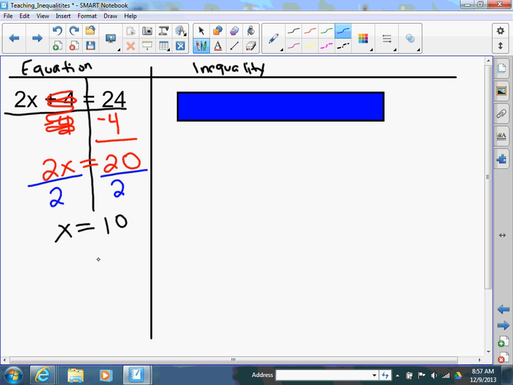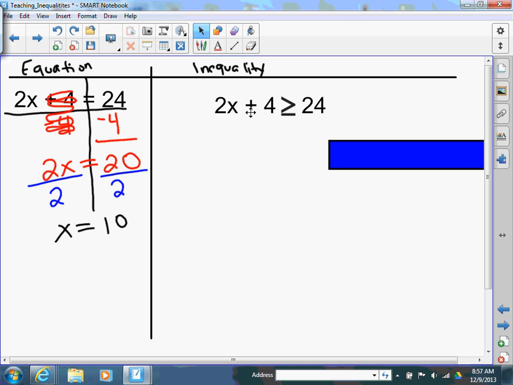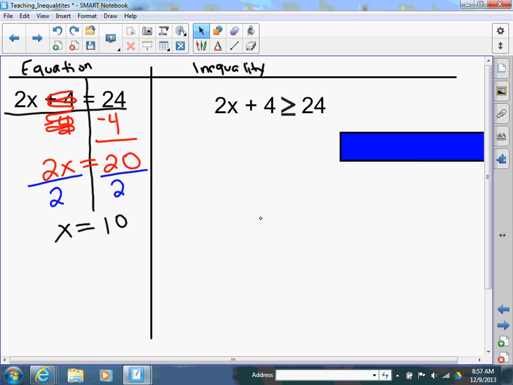Easy? That's what we've been doing, right? Okay, now let me show you what inequality looks like. What's the difference? This one doesn't have an equal sign. There's something else right there, right? We solve it the same way, except we have this symbol. It's called an inequality symbol. So let's solve it. You ready? So write this down under the inequality heading on your paper.